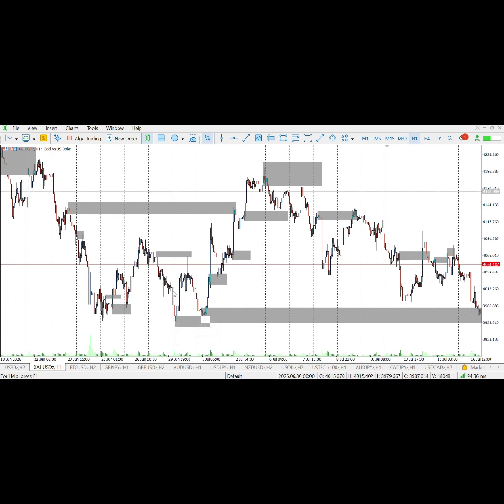We have drop, base, rally here. So how much time did the price spend here? You can see it didn't spend much time here before moving up. That's how you can see the other ones here.